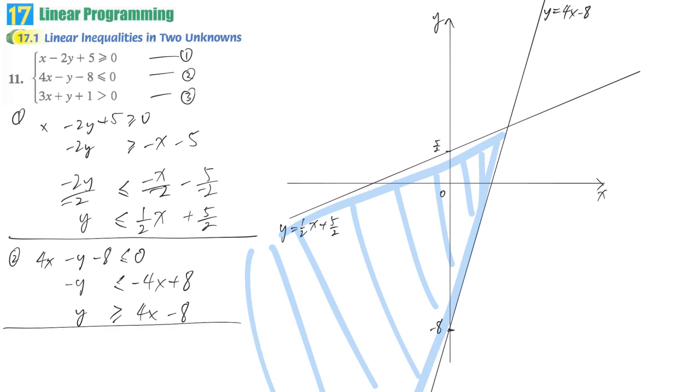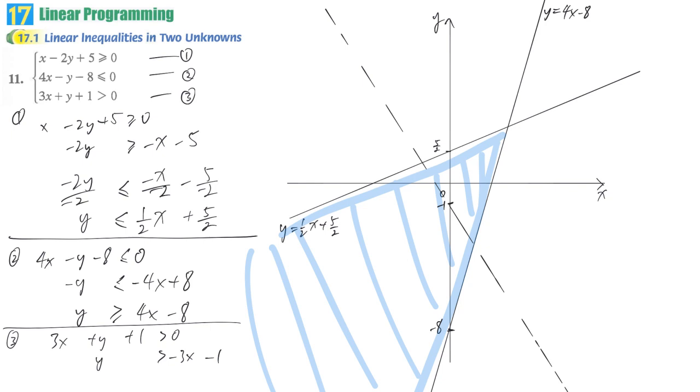We are now going to work on the last constraint. 3x plus y plus 1 needs to be larger than 0. y is larger than negative 3x minus 1. Beware that we don't accept the equal case, so this time we will use a dotted line. And then the reference line has a y-intercept of negative 1. And then it goes down quite quickly because the slope is negative 3. But not as quick as the previous line.